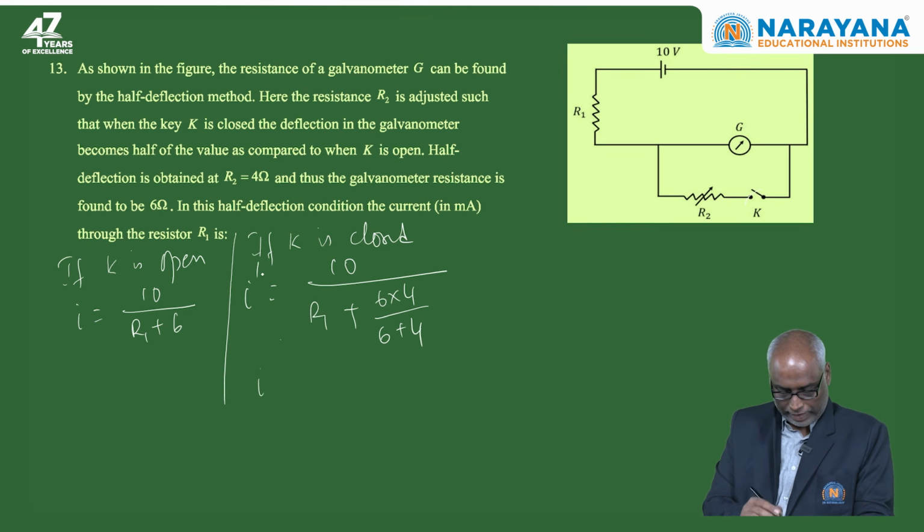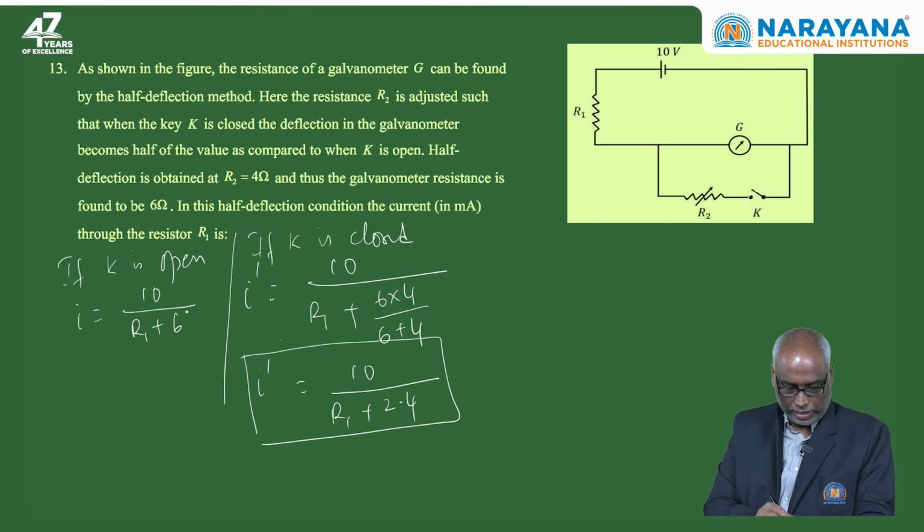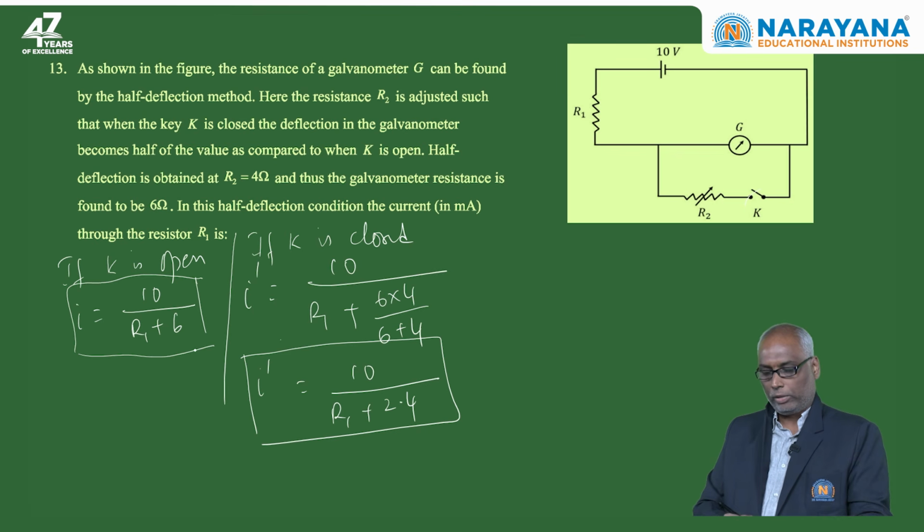I will call this current I dash. So I dash becomes equal to 10 divided by R1 plus 2.4, since 24 divided by 10 is 2.4. This is the total current in the circuit after the switch K is closed. This is the total current when K is open. Now I need to calculate the current through the galvanometer.